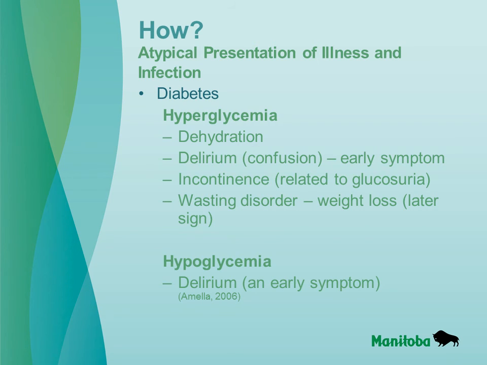Diabetes can also present atypically. Hyperglycemia. As the blood sugar rises, the classic symptoms of increased thirst, hunger, and urinary output may or may not be present. In the elderly, dehydration, delirium, and incontinence are more likely to occur. In the later stages, a wasting disorder with weight loss instead of weight gain may develop. If polyuria is present, it can be confused with other disorders such as incontinence or prostate difficulties. With hypoglycemia, delirium can be an early symptom.